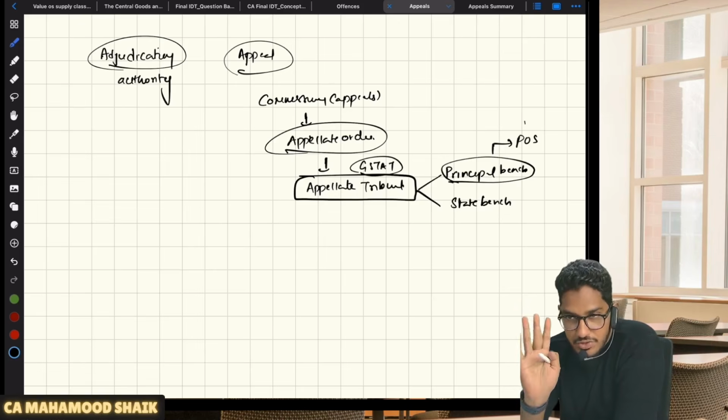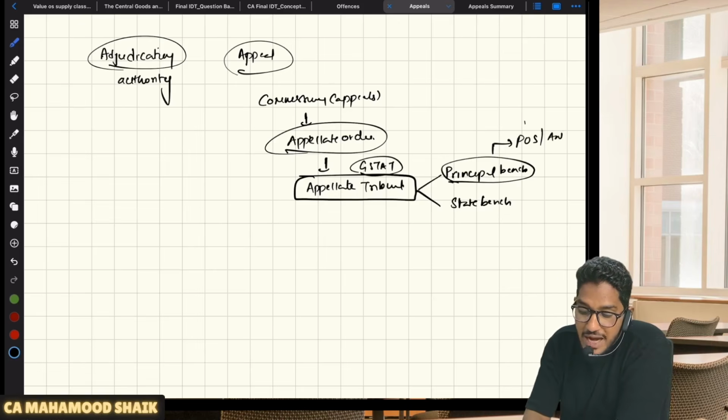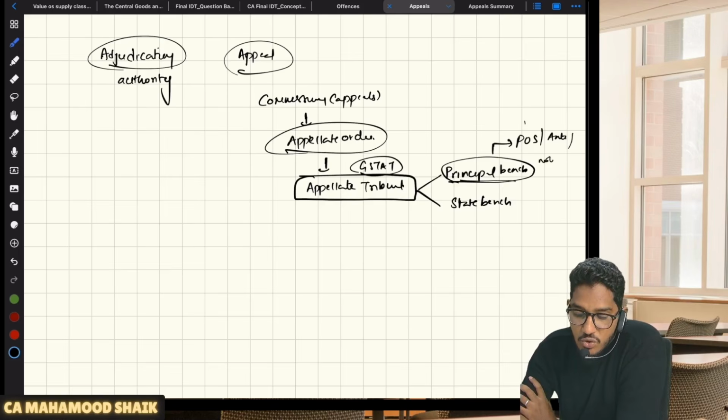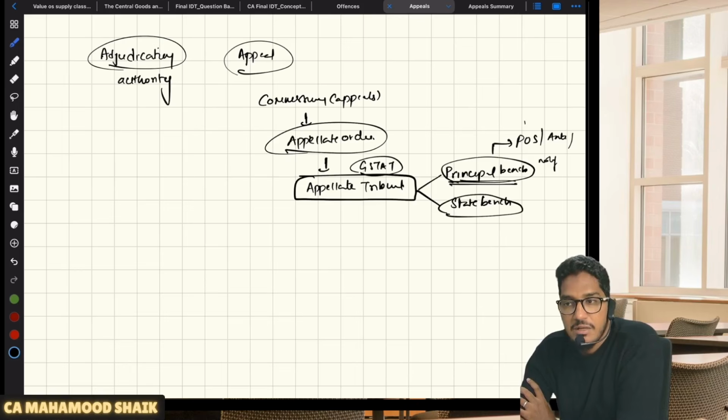only by principal bench. Or if it is related to anti-profiteering, we are going to learn in the miscellaneous provisions a concept called anti-profiteering. If the proceedings are related to anti-profiteering, then principal bench will take up the case. Or any other specified offences which are notified by the government, only those special hearings will be taken care of by principal bench. All other offenses will be taken up by state benches. Able to understand? Show some reaction.